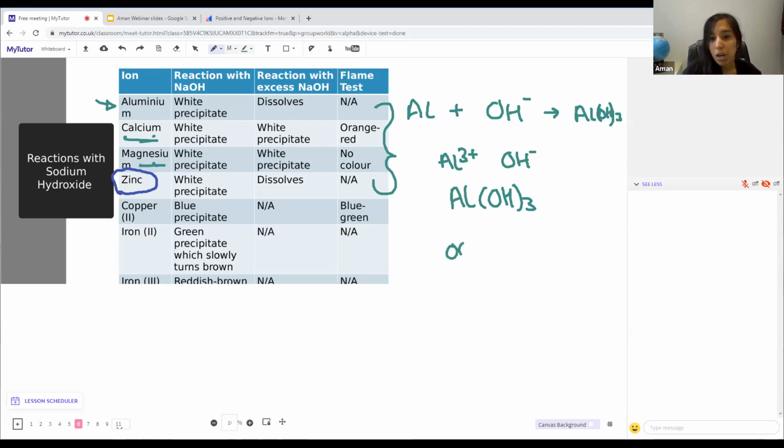So just remember, OCR, need to know about zinc. Edexcel and AQA, need to know about aluminium.